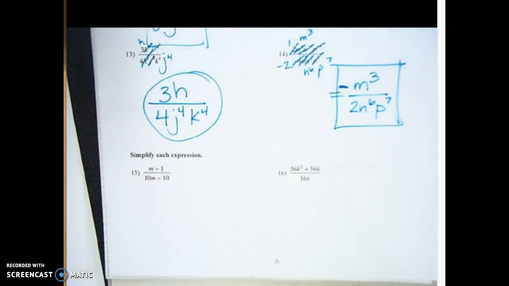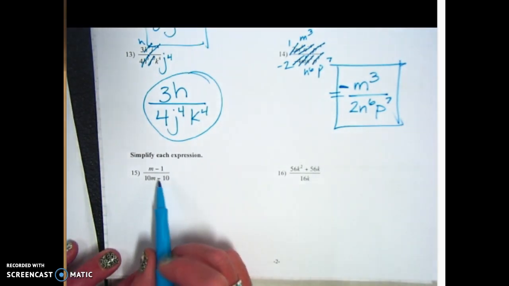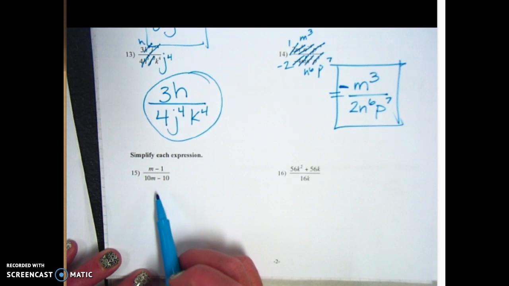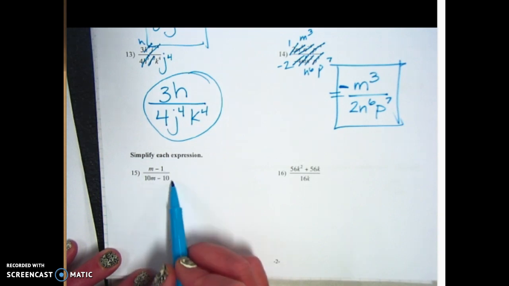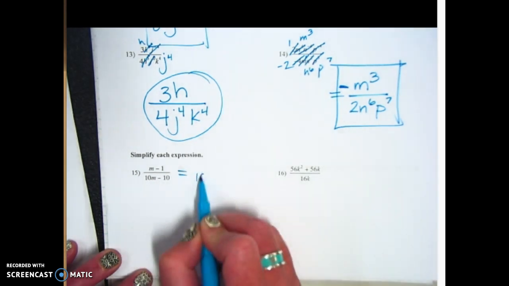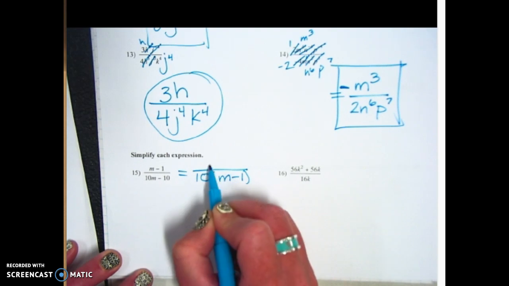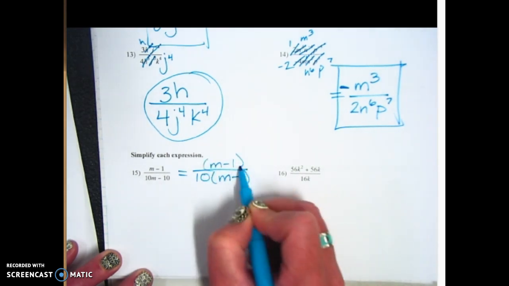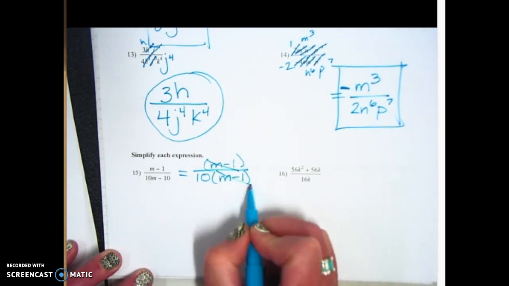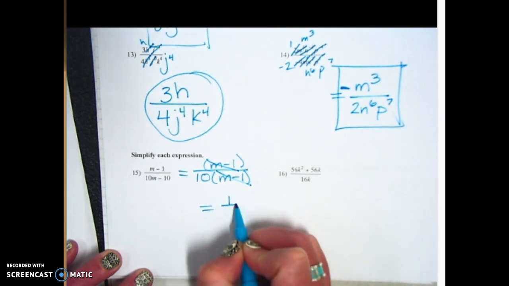All right, number 15. We want to simplify the expression, so we're going to see if we have any GCFs or if we can do any factoring. I see a GCF in that denominator of 10. So I'm going to factor out a 10, which leaves me with m minus 1, which is what's in the numerator, right? So that factor cancels and that factor cancels, and I'm left with just 1/10.